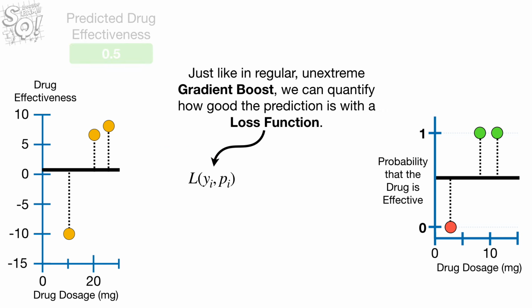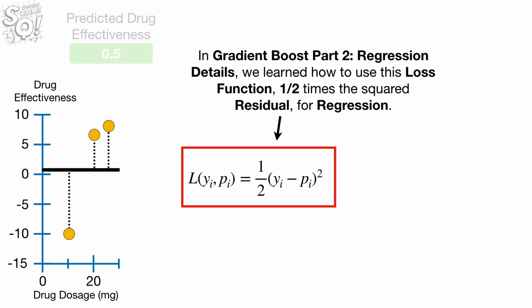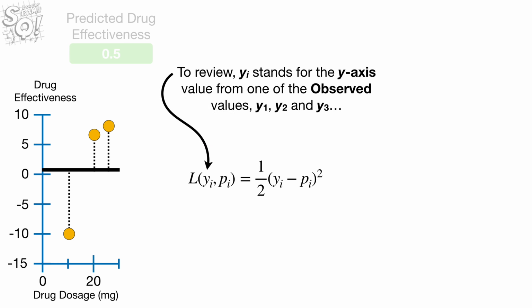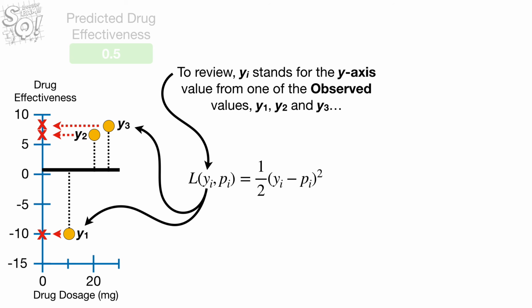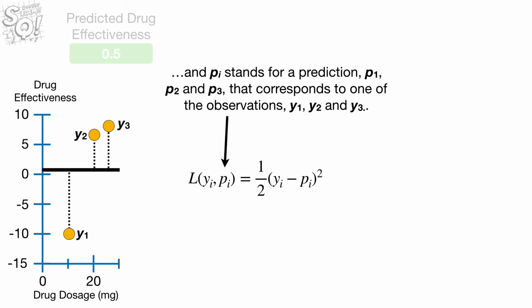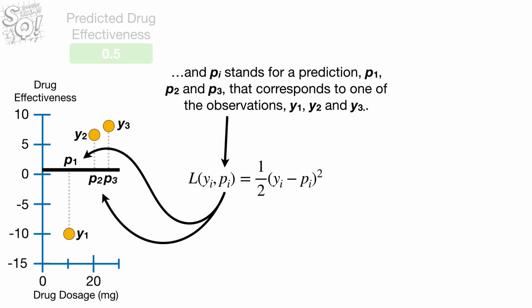Just like in regular, unextreme gradient boost, we can quantify how good the prediction is with a loss function. In Gradient Boost Part 2, Regression Details, we learned how to use this loss function, 1/2 times the squared residual, for regression. To review, y sub i stands for the y-axis value from one of the observed values, y sub 1, y sub 2, and y sub 3. And p sub i stands for a prediction, p sub 1, p sub 2, and p sub 3, that corresponds to one of the observations, y sub 1, y sub 2, and y sub 3.